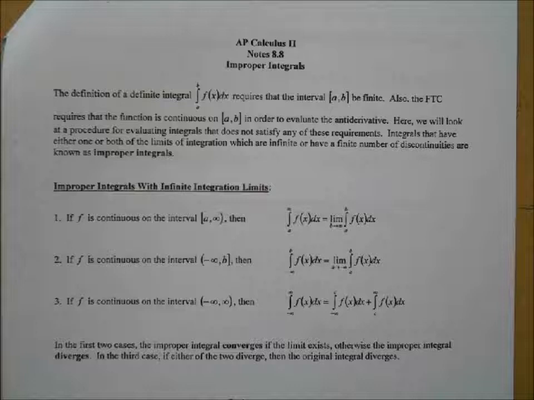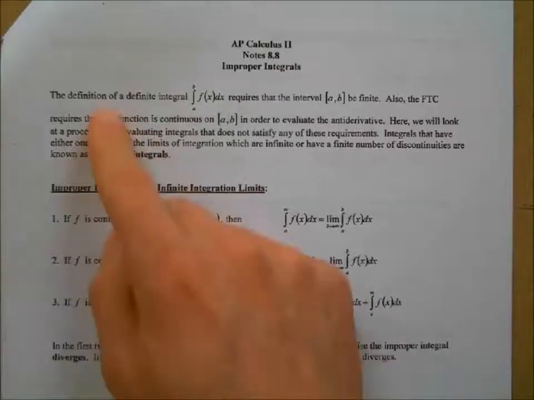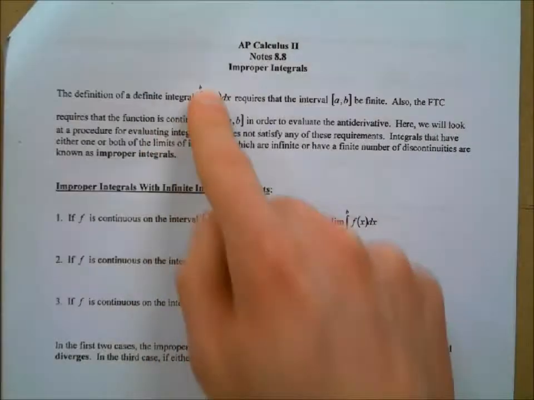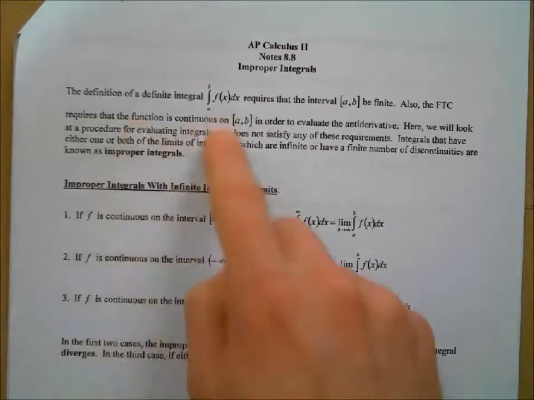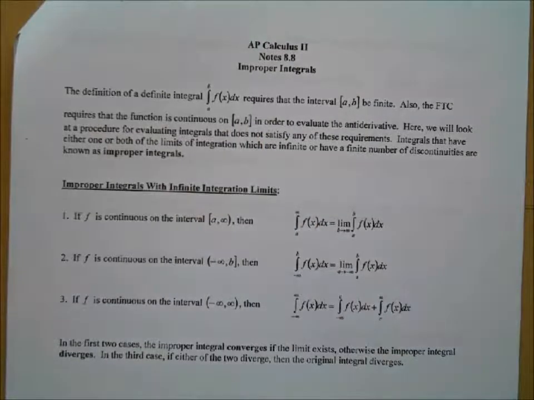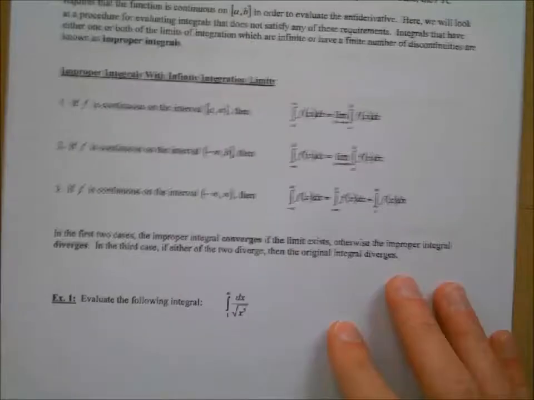Integrals that have either one or both of the limits of integration as infinite, or that have a finite number of discontinuities, are known as improper integrals. So all the integrals we've done up to this point have been proper integrals. They followed the idea that the definite integral is over a finite interval, and there are no discontinuities in the interval too. But we're going to look at how to evaluate integrals that have infinity as one of their limits of integration, or that have a discontinuity. So here are some scenarios that we could run into.